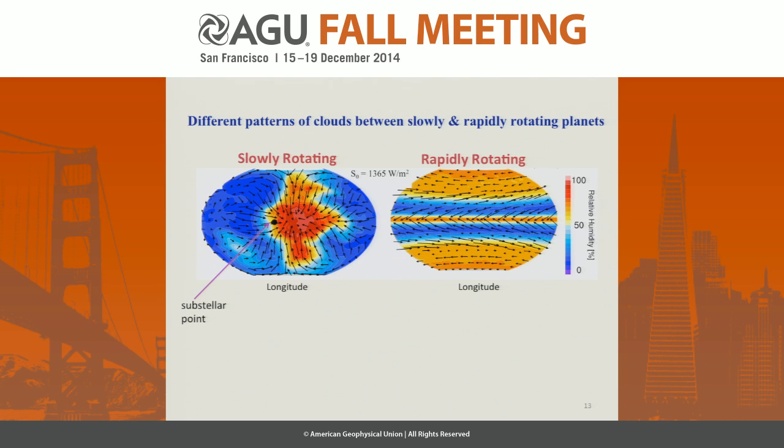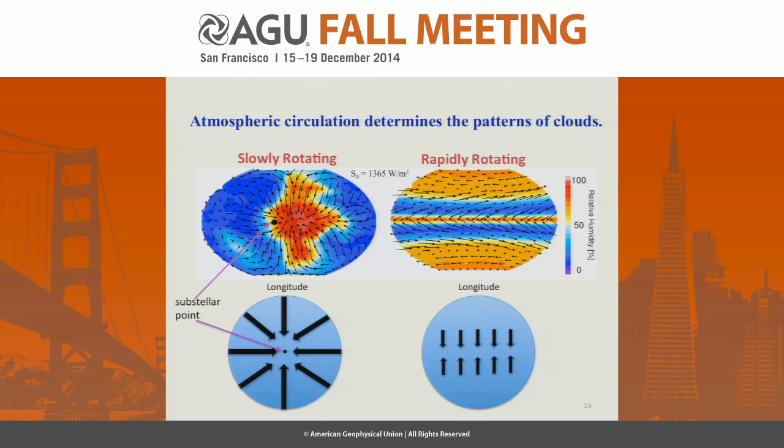On rapid rotating planets, such as our Earth, there is only a narrow region of deep convection, so there are only a few thick clouds. These clouds have a really small contribution to the planet albedo. So this figure explains why the slow rotating planets are much colder than the rapid rotating planets. For the slow rotating planets, the whole planet acts like the tropics of our Earth, with strong convection and strong convergence on the day side.